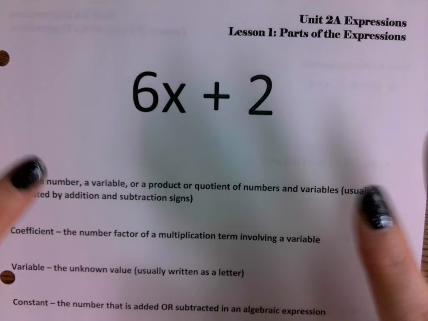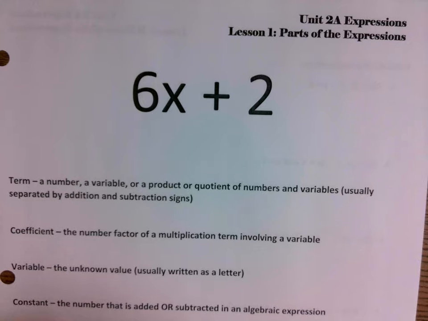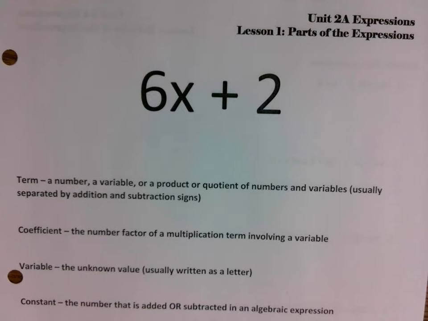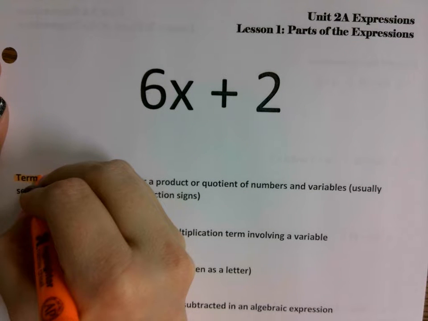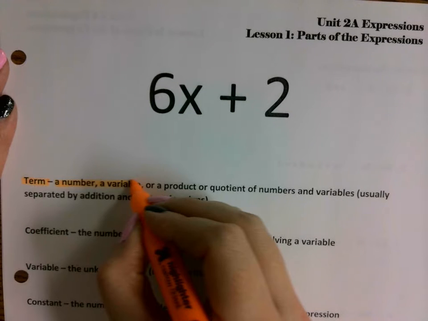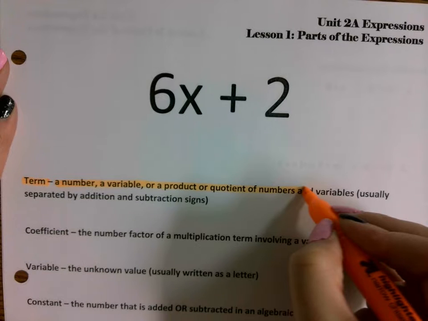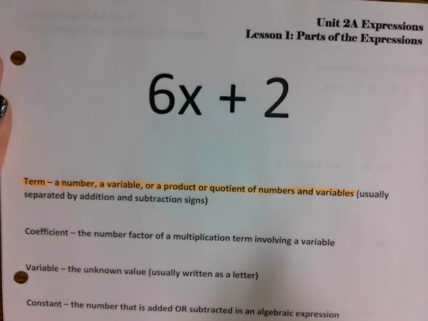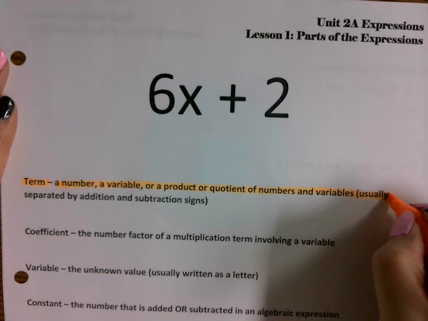All right, so we're starting with expressions. Today's lessons are on the parts of the expression and evaluating the expressions. So like I said before, you need those 4 colors. The first thing that we're going to identify is a term, what we mean by the word term. Our first definition is the word term. It means a number or a variable or a product or quotient involving numbers and variables. And it's usually separated by addition and subtraction signs.